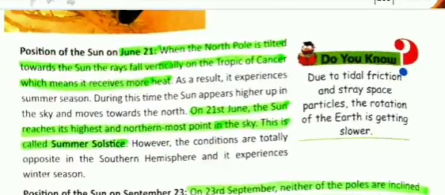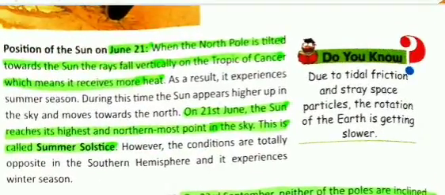Now, children, you can underline where all it is underlined. The position of the sun on June 21st. When the North Pole is tilted towards the sun, the rays fall vertically on the Tropic of Cancer, which means it receives more heat. As a result, it experiences summer season.